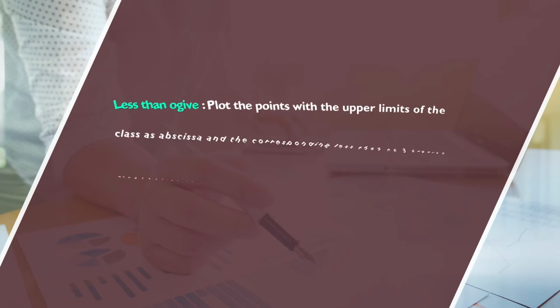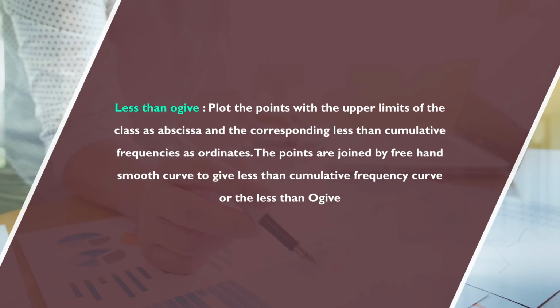And when you talk in a more elaborate manner about the less than ogive, it plots the points with the upper limits of the class as abscissa and the corresponding less than cumulative frequencies as ordinates. These points are joined by a freehand smooth curve to give the less than cumulative frequency curve, or the less than ogive. So this is an example of a less than ogive.